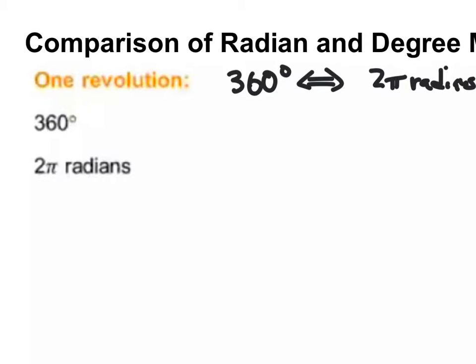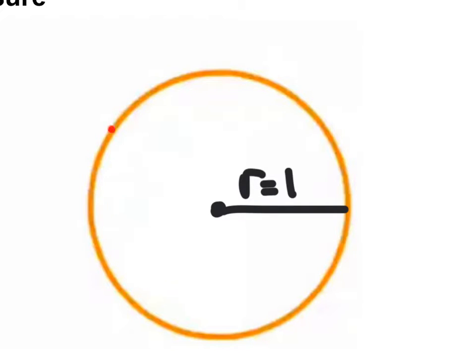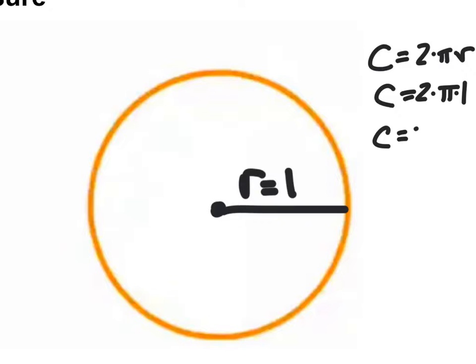So the question is how do you get 2 pi radians out of 360? You have to think of the arc length of this circle. If our radius is 1, we can calculate the arc length of a circle by using its circumference. I know that circumference is equal to 2 times pi times your radius. So if your radius is 1, the circumference is just 2 times pi times 1. So your circumference, the distance around your circle, is 2 pi.